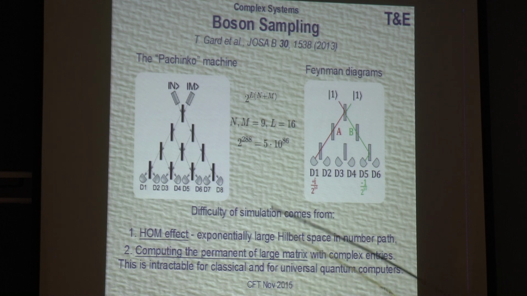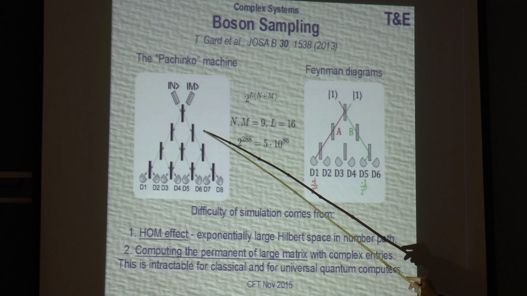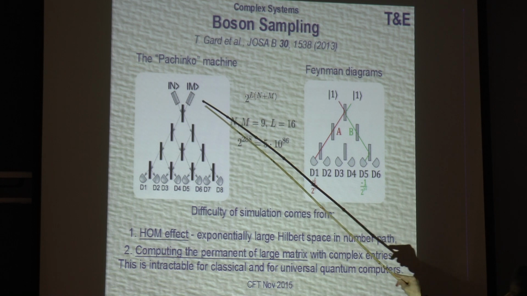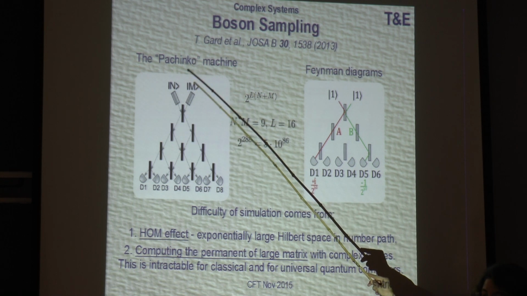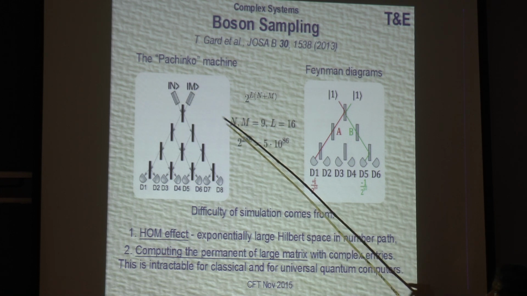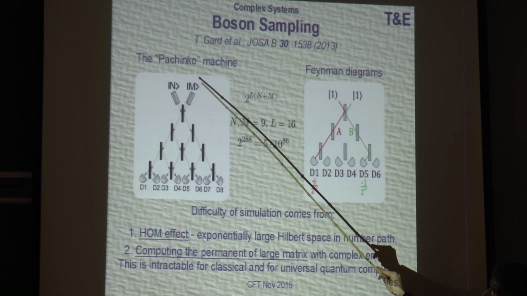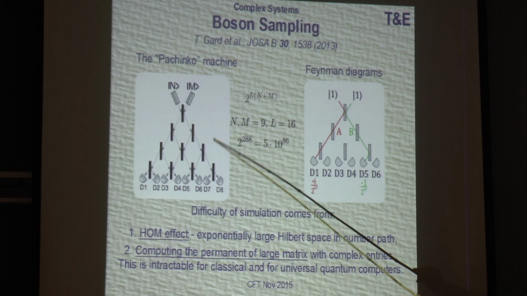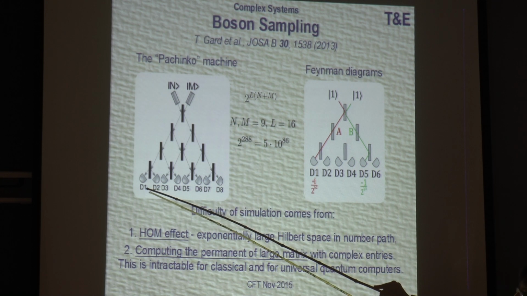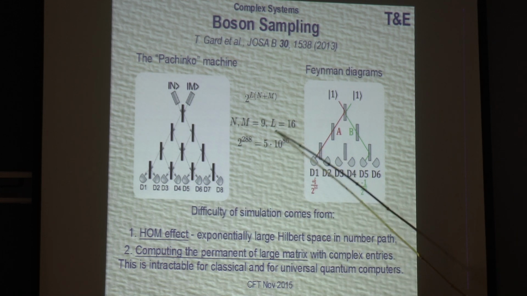It has been shown that actually similar complexity arises in the standard implementation of quantum walks if we consider, instead of single photons or 2 photons, more photons. For example, we will introduce 9 photons here and 9 photons here, and we will take 16 steps. The number of configurations which will appear here exceeds the number of atoms in the universe. Thus, the general conclusion from this work is that the difficulty arises from 2 effects.